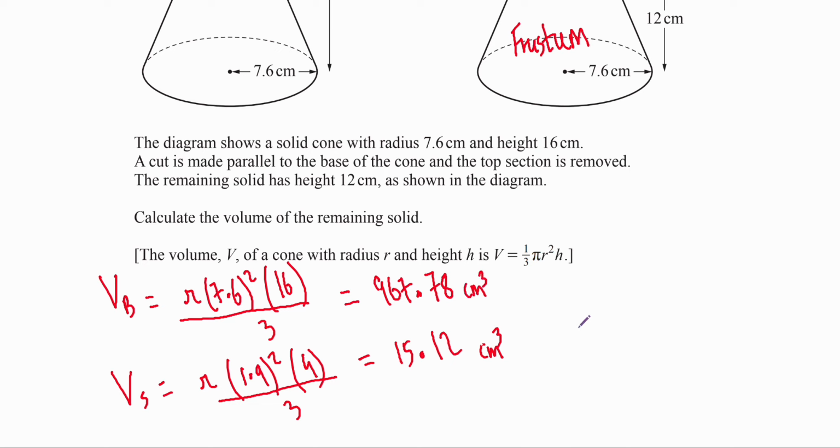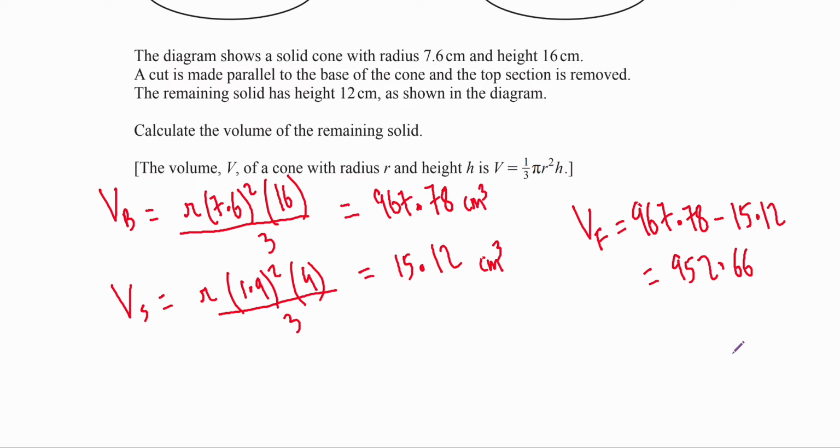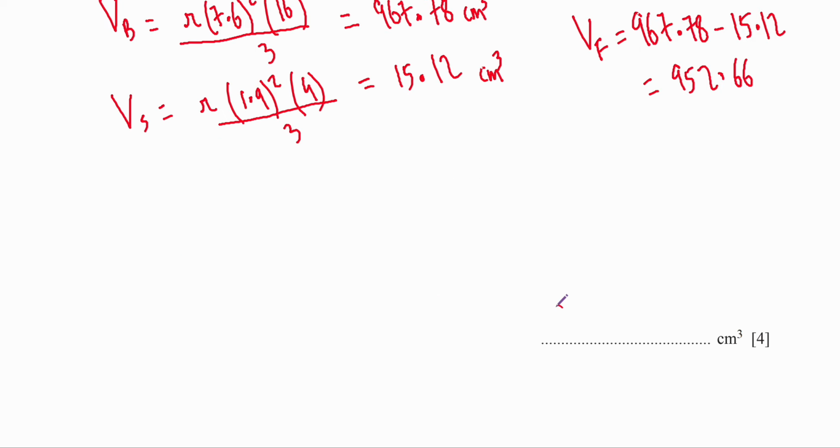So what's the volume of the frustum? Vf is what we need, and it is equal to the volume of the big cone, 967.78, minus the volume of the small cone, which is 15.12. What do we end up getting? We end up getting 952.66. You can round that off as much as you want, but I'm going to leave it at 2 decimal places, and that's the volume of the frustum, 952.66 cubic centimeters.